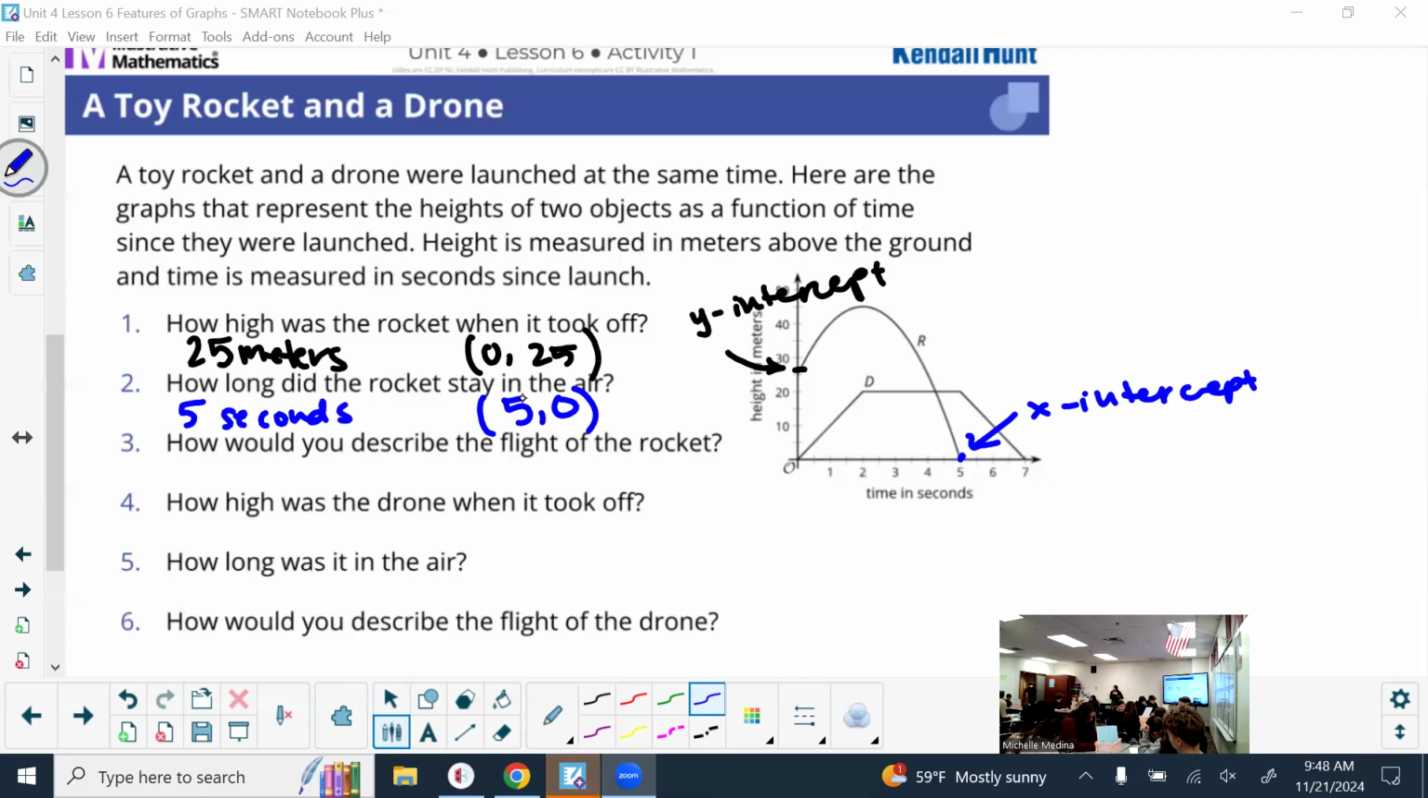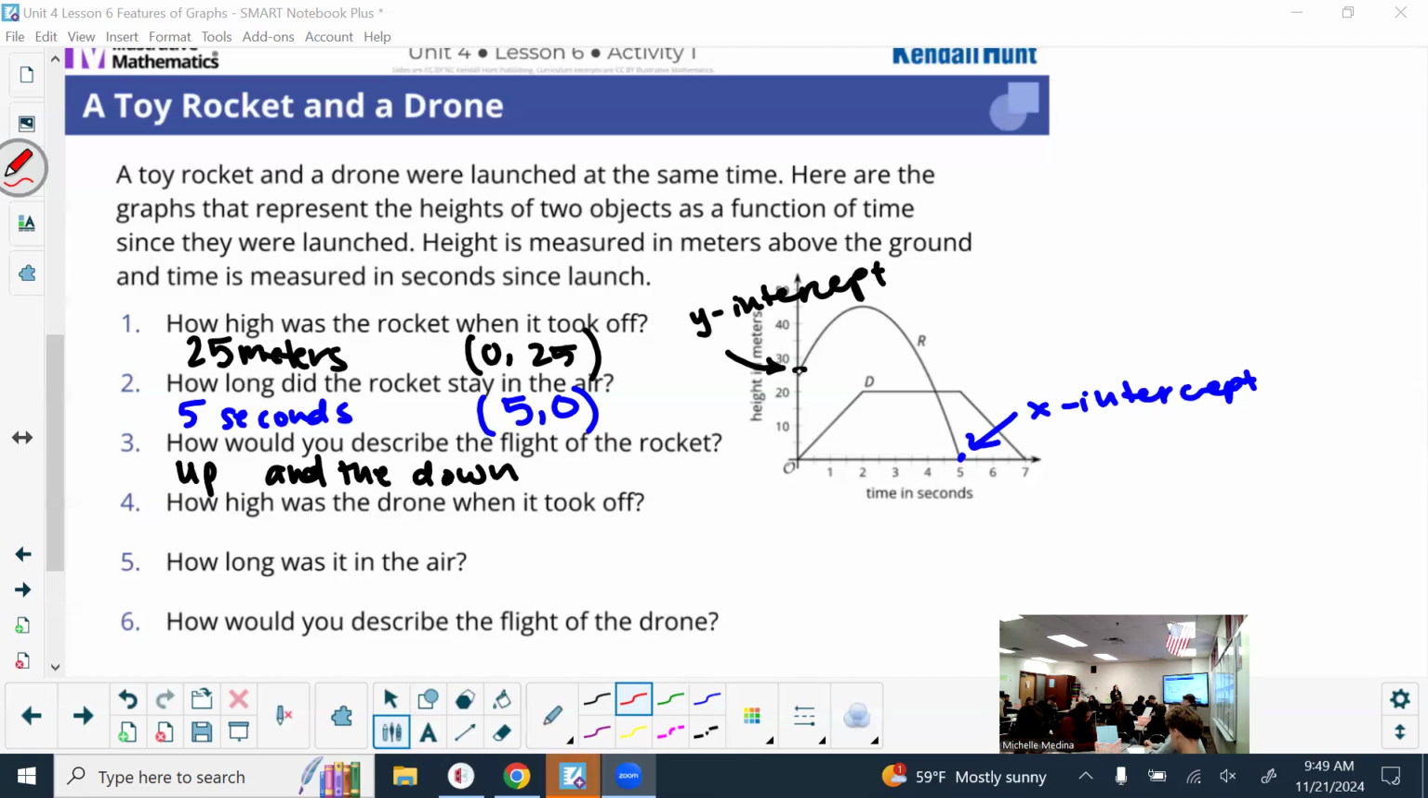All right. Table 1. How would you describe the flight of the rocket? Okay, good. It went up and then down. You're not wrong. When we are describing it, try to incorporate some of those vocabulary words. You could be really as simple or as complex as you want.